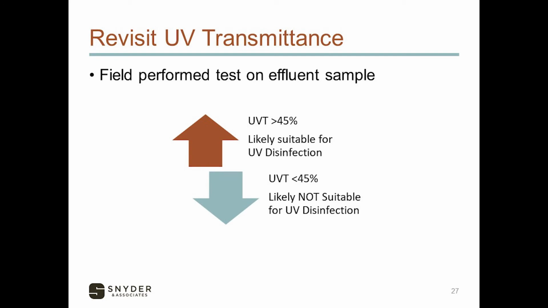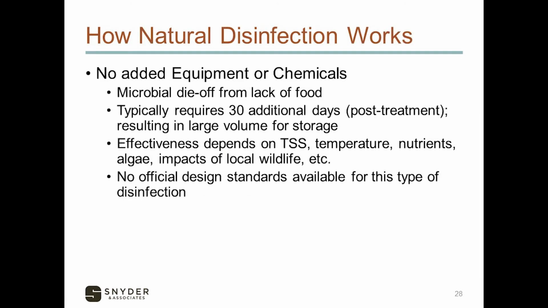So going back to where we started, we're going to go up the other way. If transmittance is less than 45%, we're going to have to go to a non-UV system as a more appropriate choice. In some cases, we can actually get natural disinfection. I have personally done this and been successful at it in a short term. It was more of an emergency situation than a long-term solution. But generally speaking, natural disinfection can be successfully achieved.